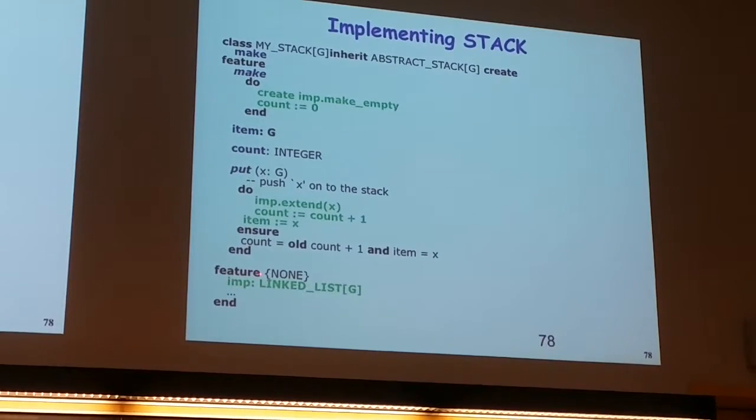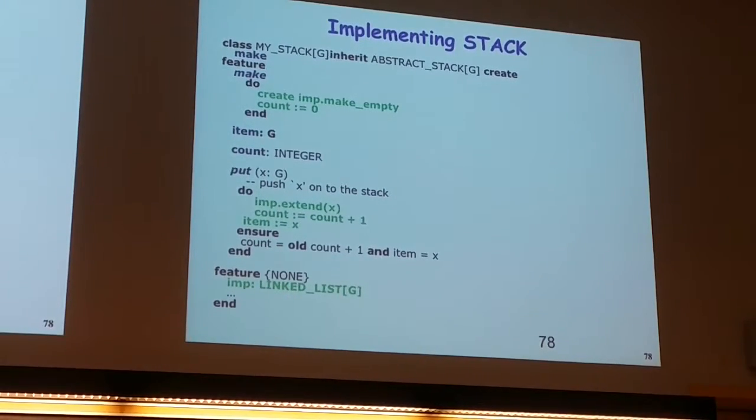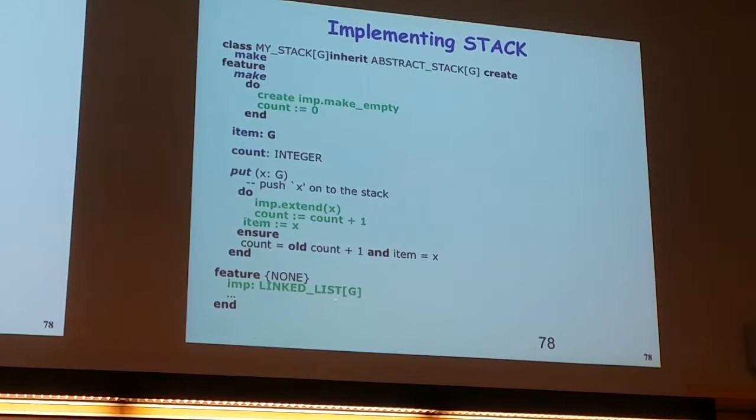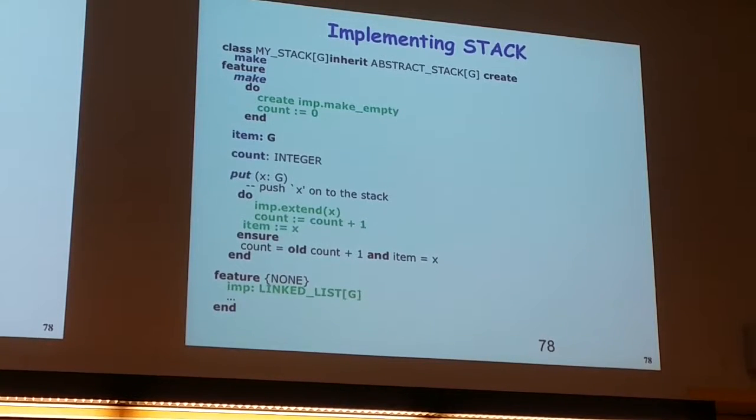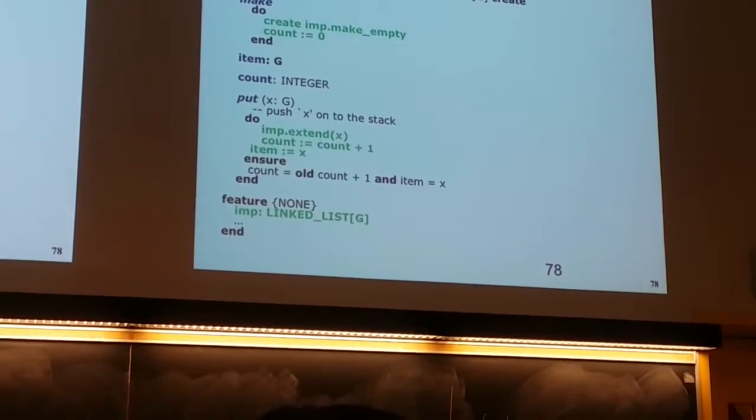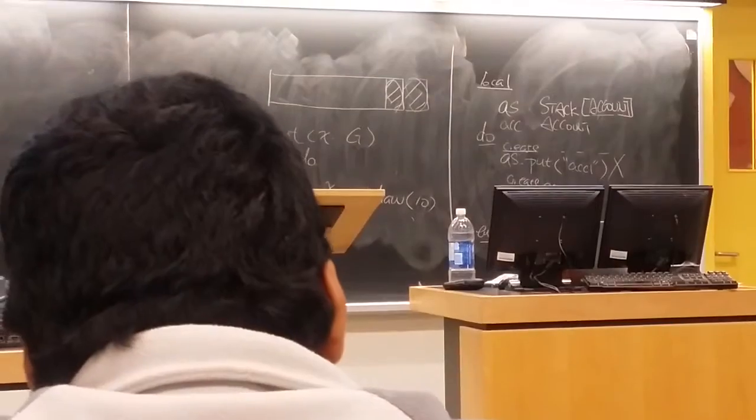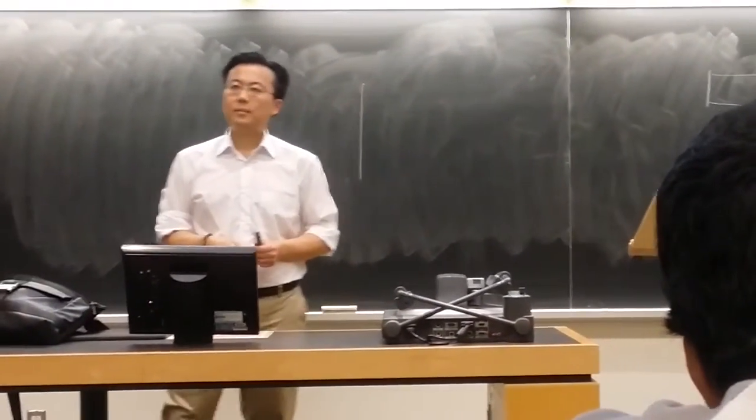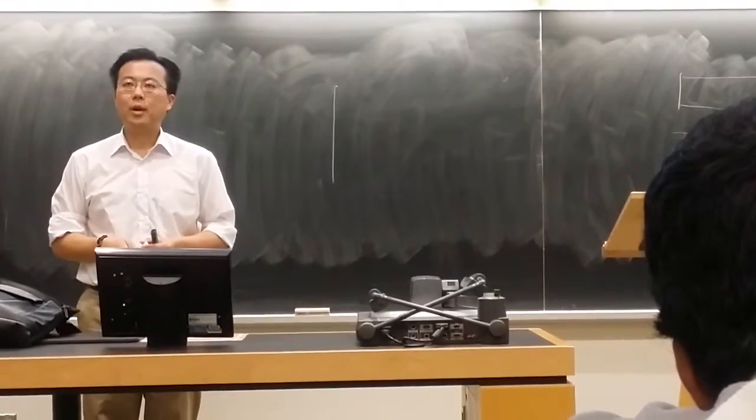So here we are implementing the stack using a linked list. Linked list itself is also G. It's also parameterized. So think about this: what's G? G is some parameter which can be instantiated later. You don't have to call it G. You can call it A, B, C, up to Z, whatever name you like, as long as it's valid. G is just the typical name for a parameter.